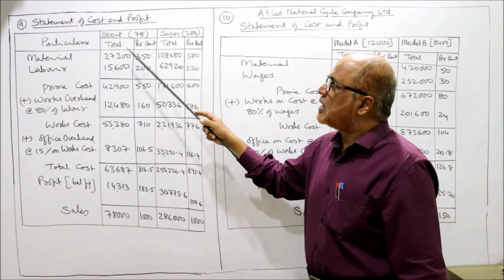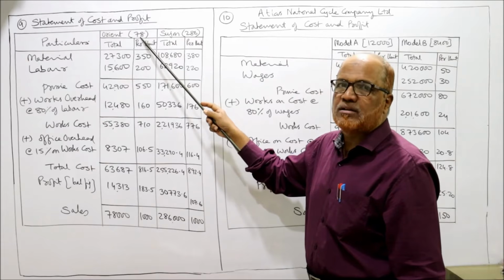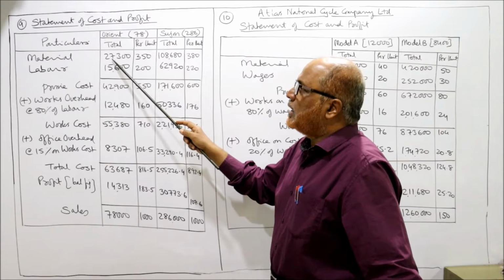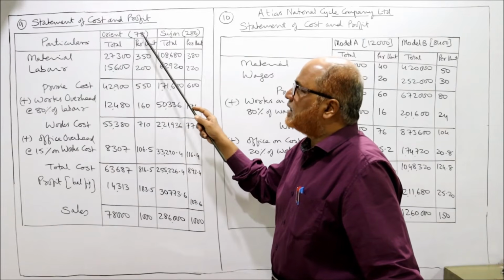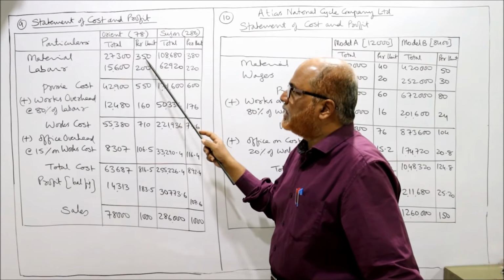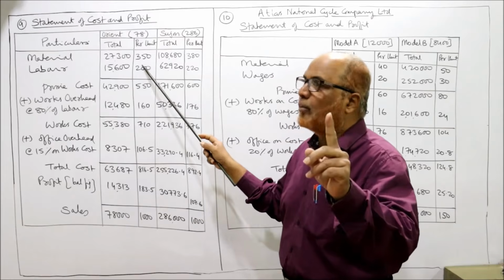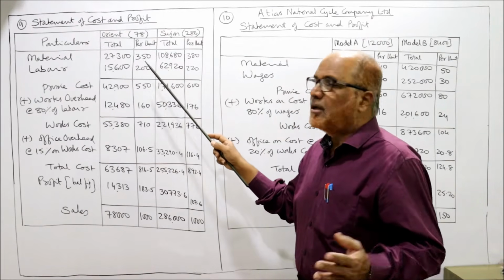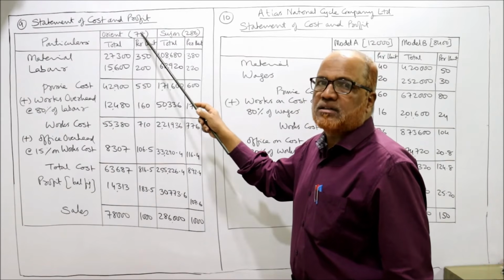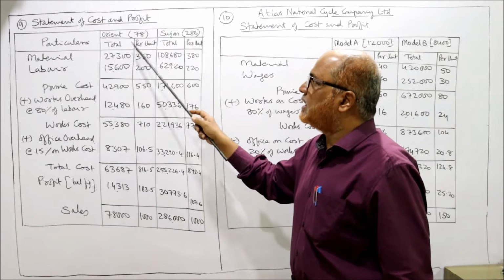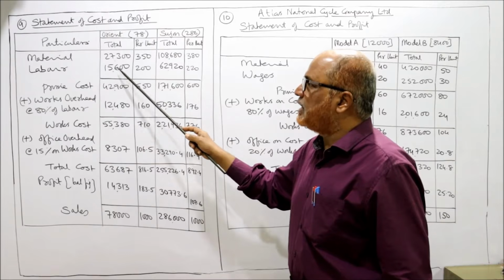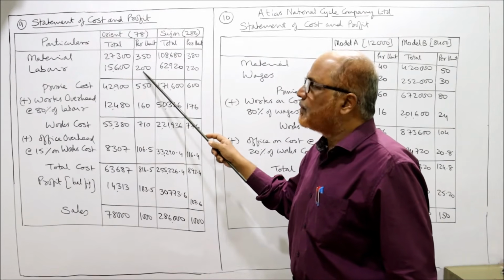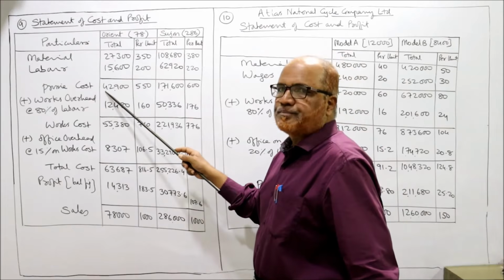How many radios are manufactured and sold? 78. So to calculate per unit, divided by 78, 27,300 divided by 78, you will get 350. So per radio material is 350. It is not given in the problem. We have calculated. The total divided by 78. The total is 27,300 divided by 78. Similarly, 15,600 divided by 78. So per unit 200. Similarly, prime cost we got.